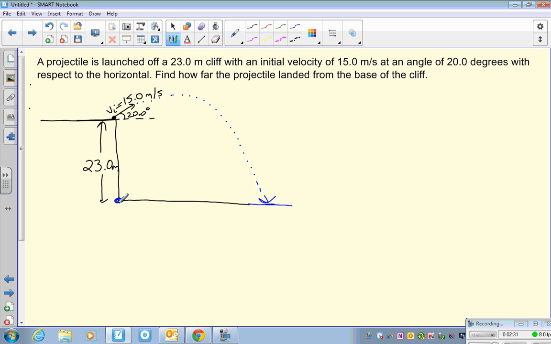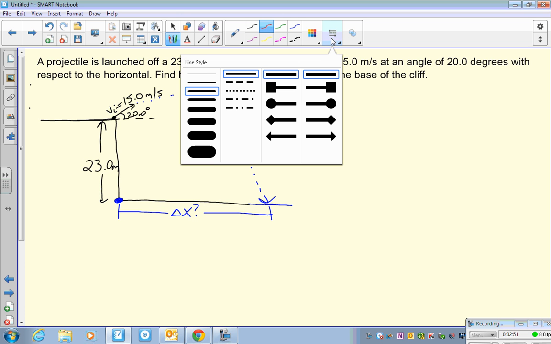So the question says, find how far the projectile landed from the base of the cliff. Well, here's the base of the cliff. And so the distance that it landed from that is this area, which we know, since that's in the horizontal direction, that is delta x. So we're looking for delta x. So now I'm going to write down everything that we know and everything that we are assuming.